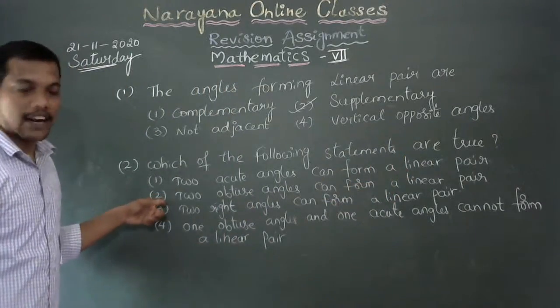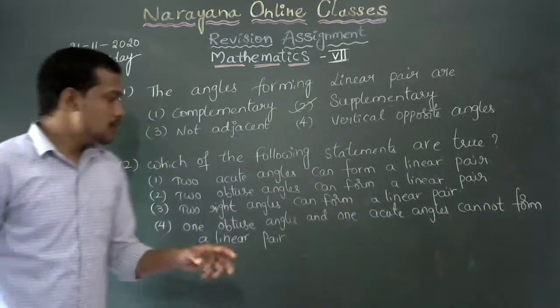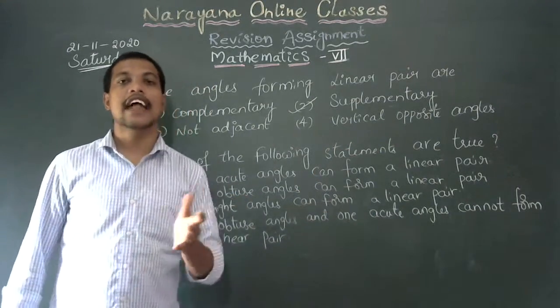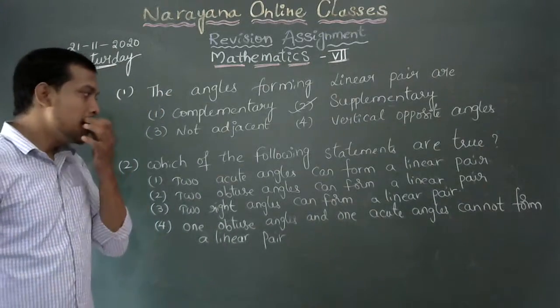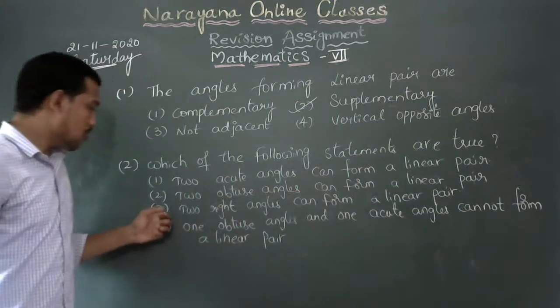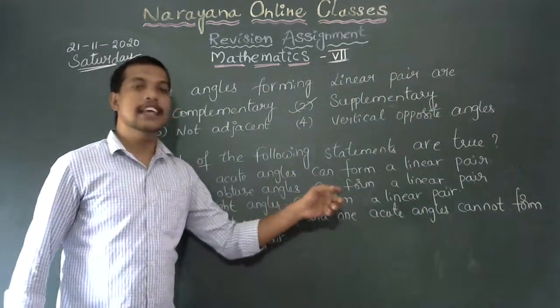Coming to the second option: two obtuse angles can form a linear pair. Obtuse angle is more than 90 and less than 180. So this also cannot form a linear pair. Now coming to the third option: two right angles can form a linear pair.